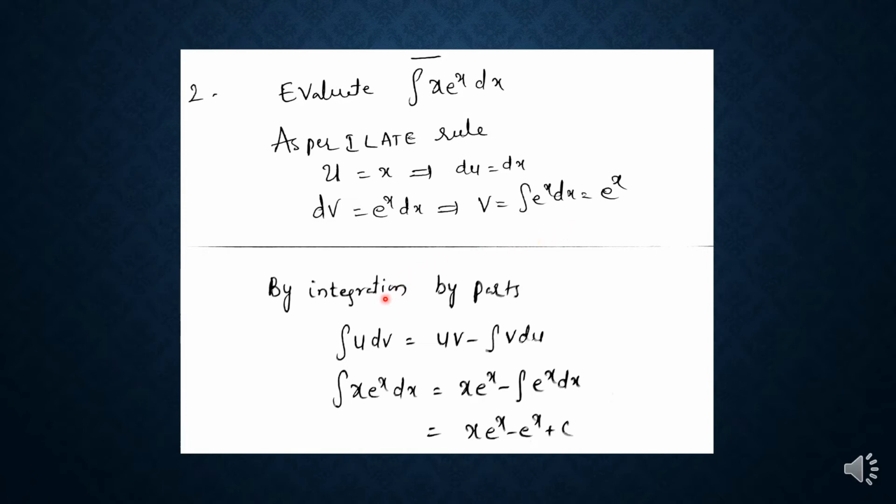So by using the integration by parts rule, integral u dv is equal to uv minus integral v du. That is integral x e power x dx is equal to x e power x minus integral e power x dx. So integral e power x dx is e power x plus c.